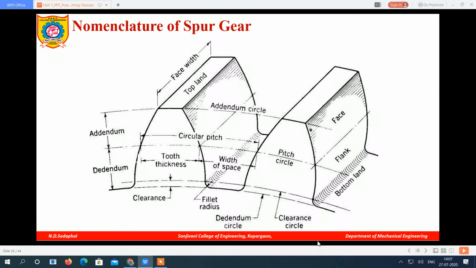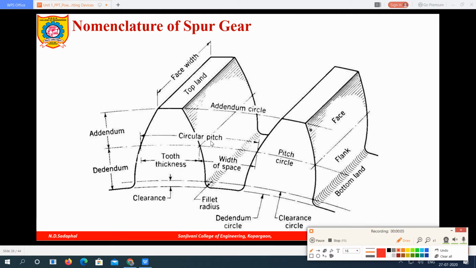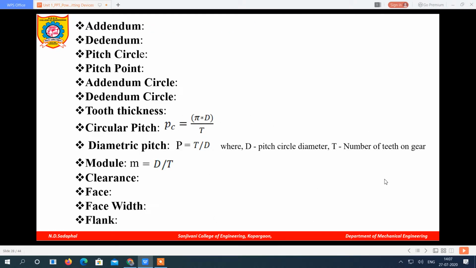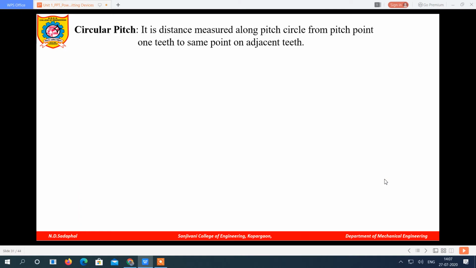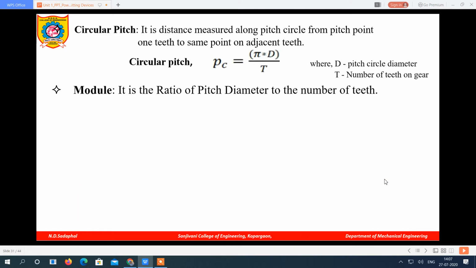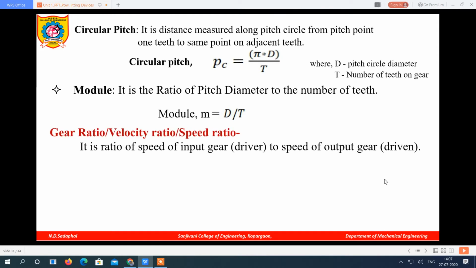Hello dear students, in the last video we went through the different nomenclature of spur gear. We went through nomenclatures like addendum, dedendum, and pitch circle. We also saw circular pitch, what is module, and what is gear ratio.